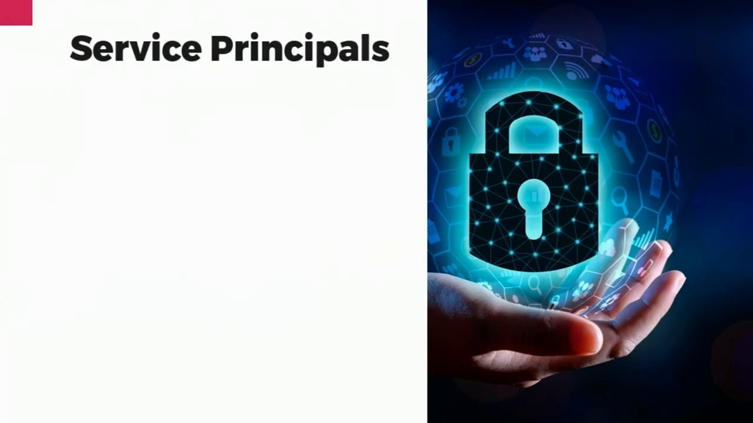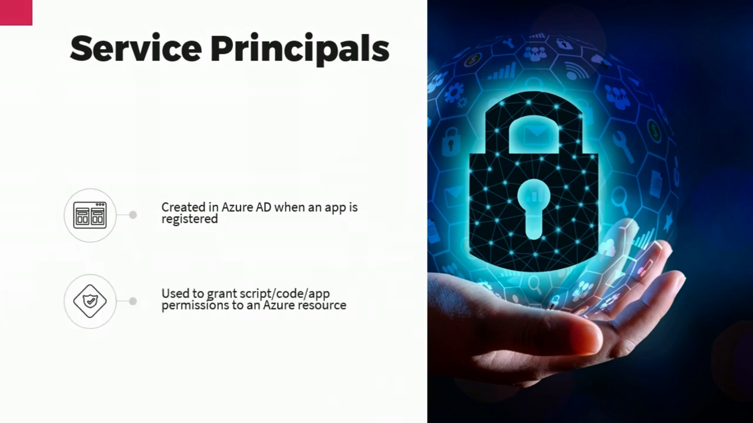When we have a service principal, what we're talking about is an object that exists in Azure AD. You don't create it directly. A service principal gets created when you register an app in Azure AD. So a service principal gets created automatically under the hood. The service principal is an object that shows up when you go to assign role-based permissions. And so you can assign those permissions to the service principal, which really represents script, code, or an app.